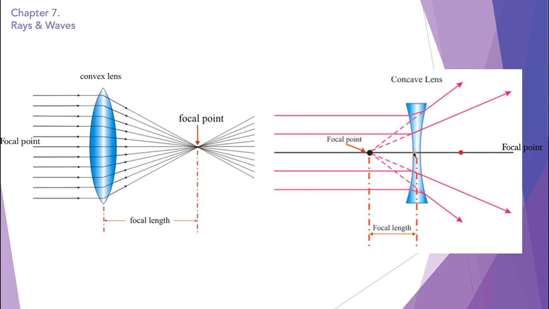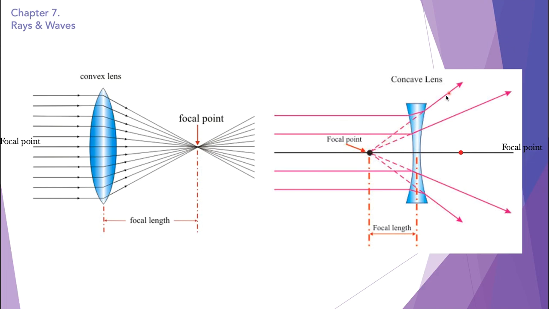And both the focal points, behind the lens and in front of the lens, are at equal distances. So when we find this focal point, we can measure the focal length, and the same focal length would be in front of the lens. So the focal points are at equal distances to each other. So this is how we find the focal point of a concave lens.